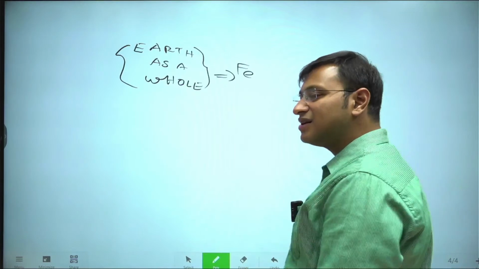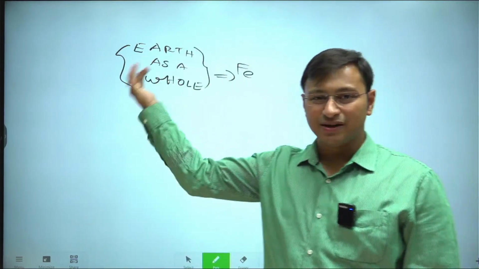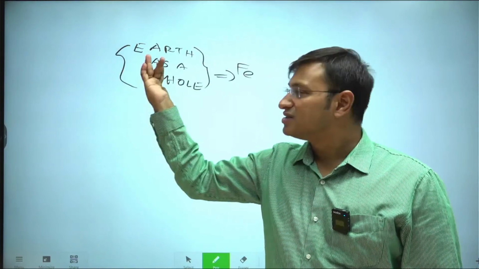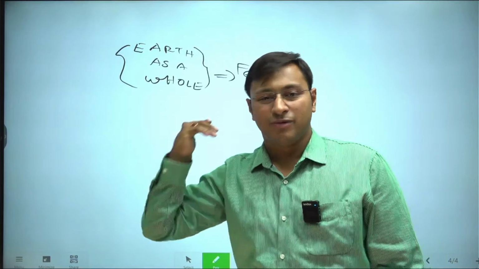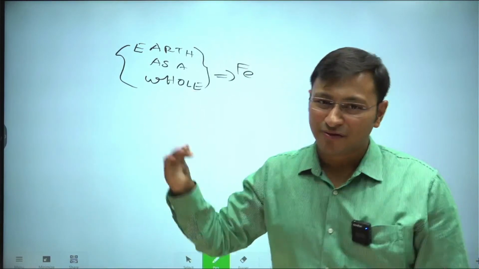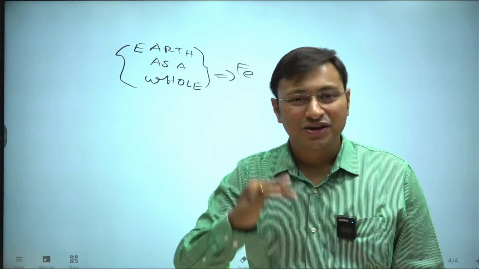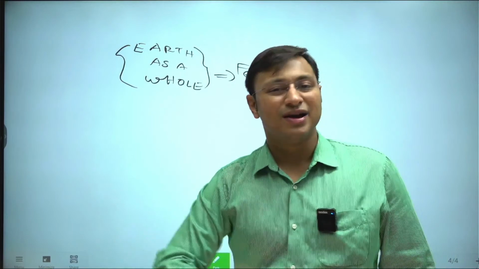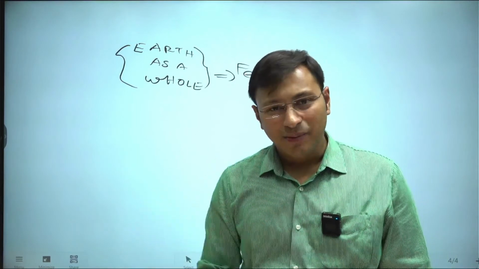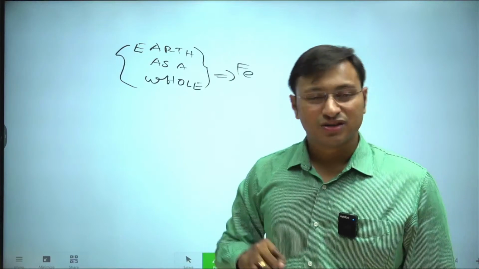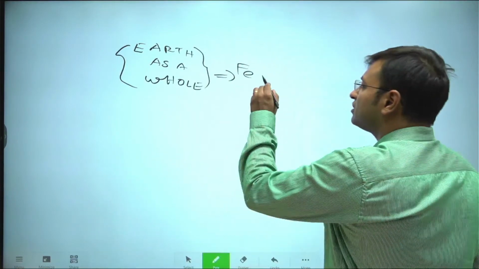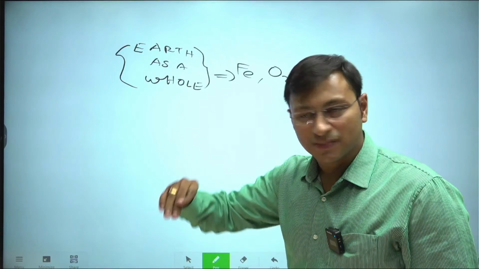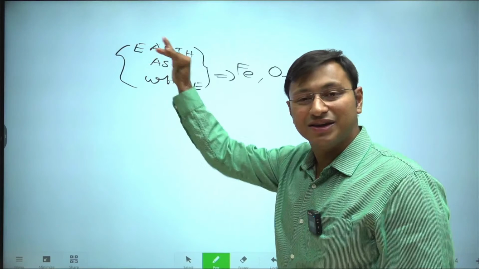If you consider earth as a whole, the most dominant element in terms of abundance is going to be iron. In fact, the majority of the earth's core is made up of iron. It is made up of solid iron and nickel, and in that iron will dominate. And hence, if anybody asks you which is the most dominant element of earth as a whole, your answer should be iron. And the second most dominating element is elemental O2, oxygen. So this is when I am considering the earth as a whole.